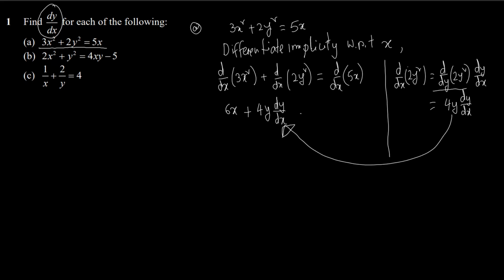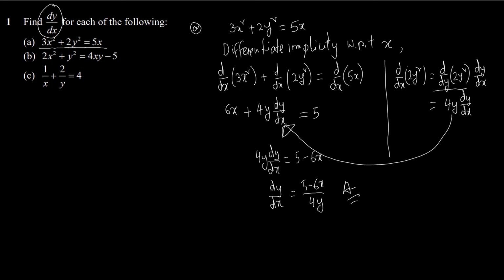Then from the right side, if we differentiate d by dx of 5x, we get 5. Now make dy by dx the subject, which equals 5 minus 6x. So dy by dx is 5 minus 6x divided by 4y. This is our answer, with x and y.